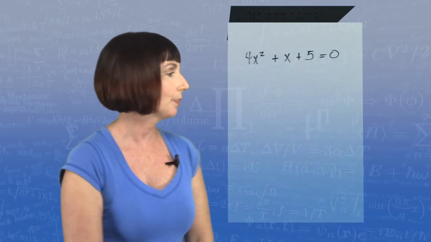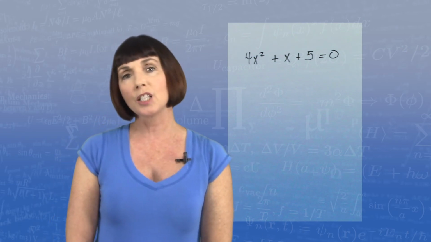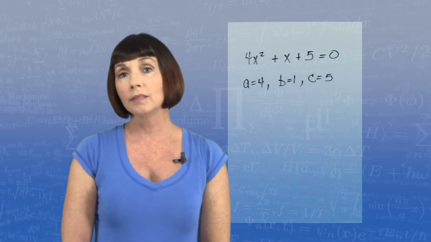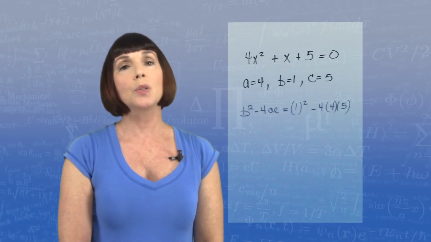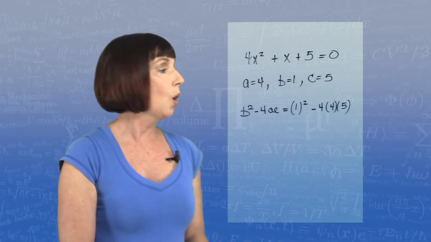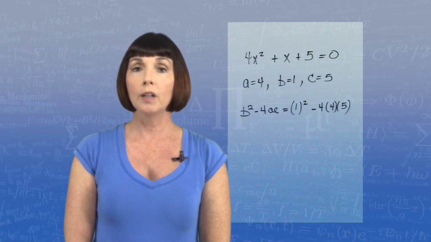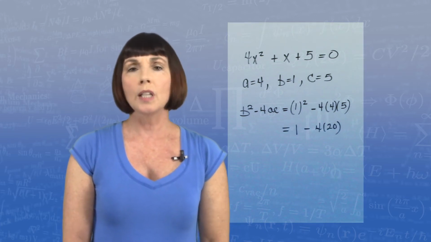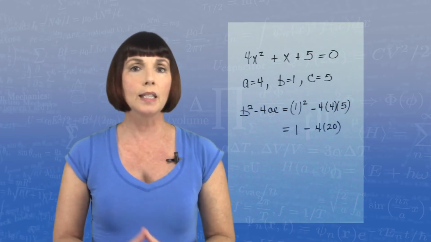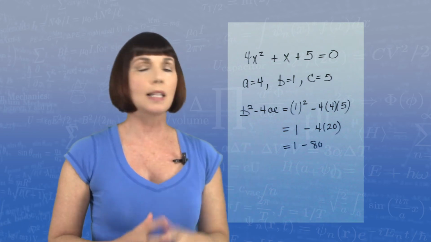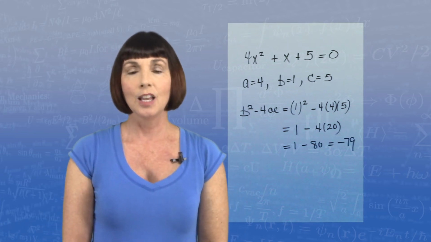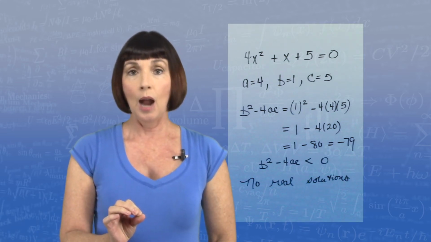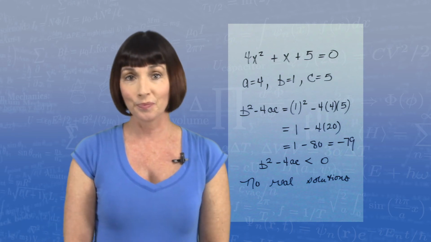Okay, one more. 4x squared plus x plus 5 equals 0. In this case, a is 4, b is 1, and c is 5. B squared minus 4ac is equal to 1 squared minus 4 times 4 times 5. 1 squared is 1. 4 times 5 is 20, and 4 times 20 is 80. That gives us 1 minus 80, or negative 79. So in this case, we have no real solutions. Our solutions will be complex numbers.